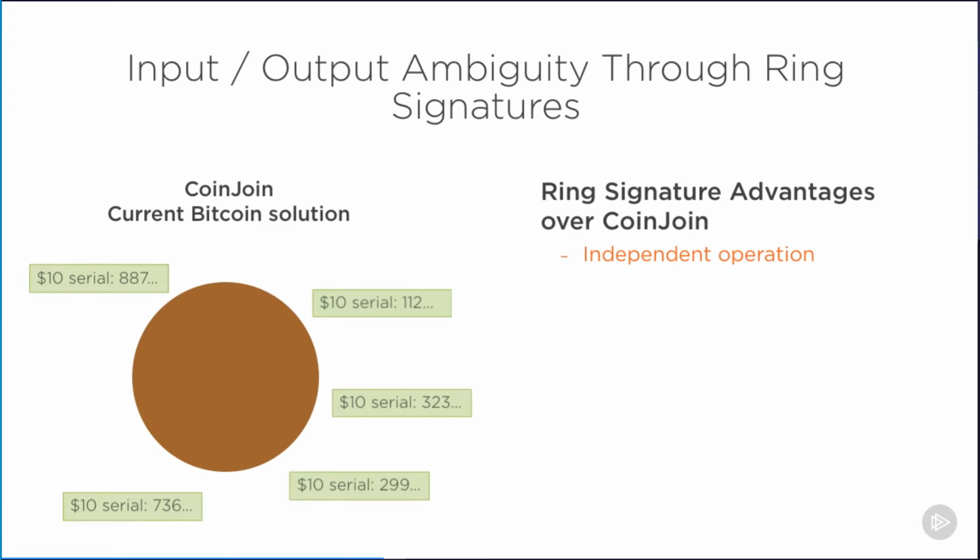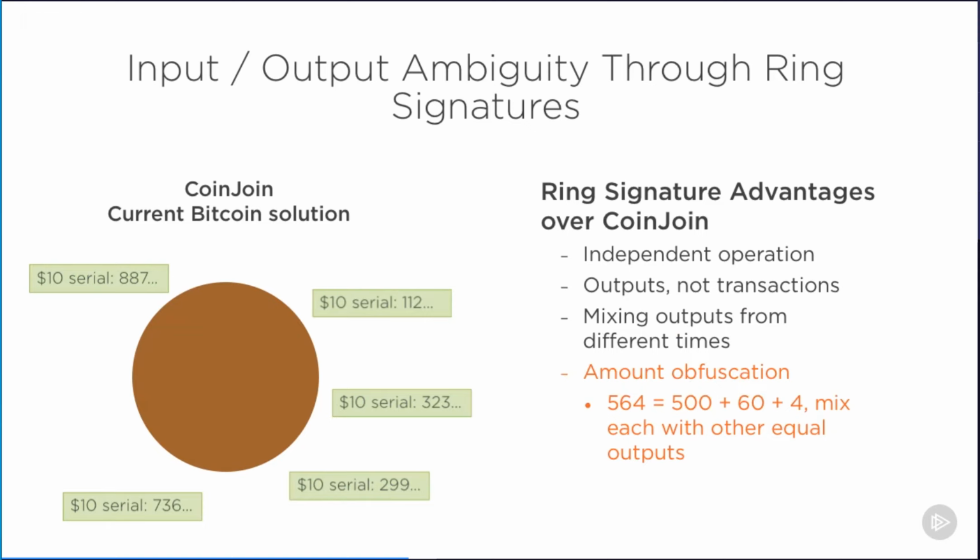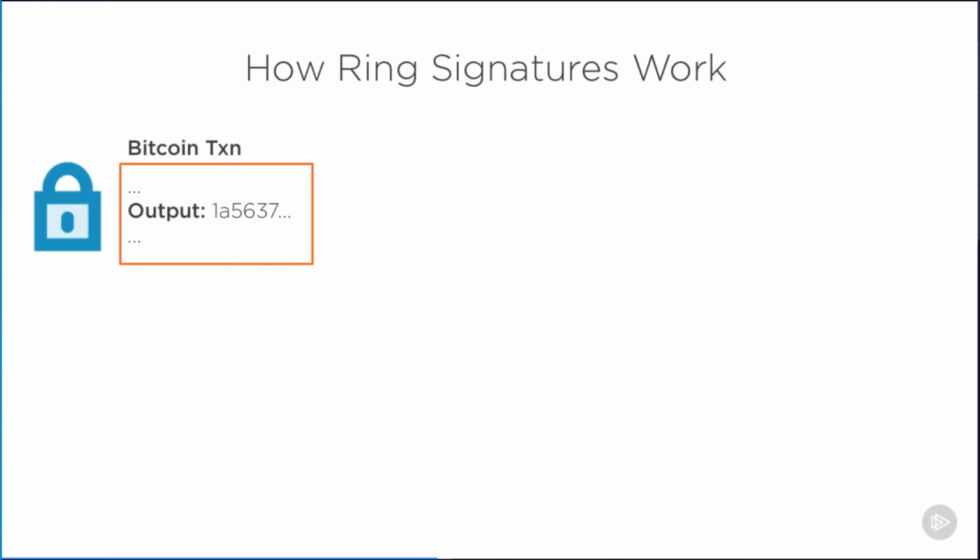Also, the Monero algorithm works on outputs and not transactions. This means outputs from different times can be used, making timing analysis of the blockchain much harder. Monero also obfuscates analysis of amounts by automatically breaking down amounts into similar values. For example, 564 Monero would be split into 500, 60, and 4, and then mixed with other outputs of the same value. I'll describe the essence of ring signatures briefly to provide some intuition for how this mixing process works.